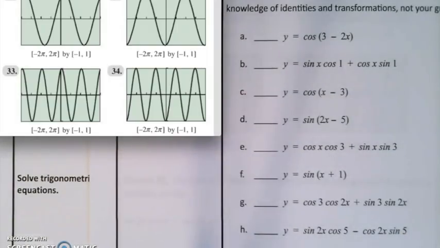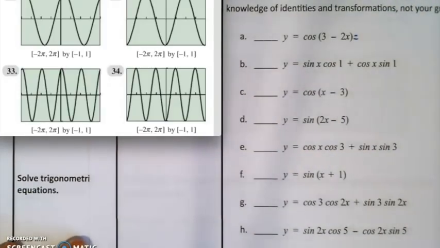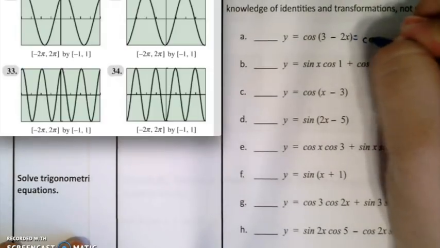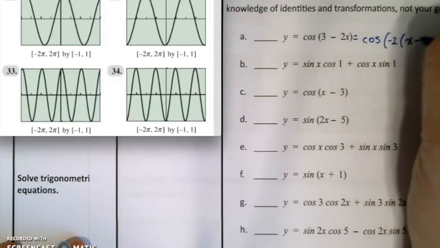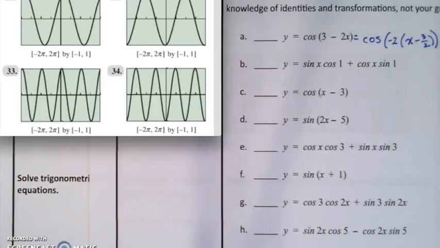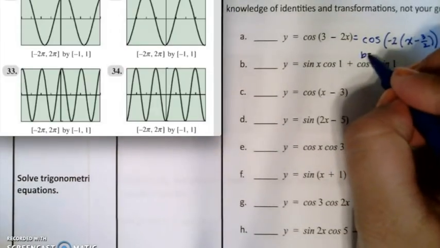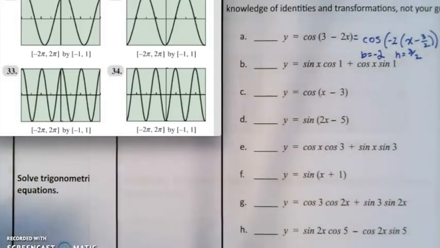So looking at part A, we have a graph y equals cosine of 3 minus 2 times x. I'm going to go ahead and factor this so that it's in the form that we looked at it in the previous sections. So that's cosine of negative 2 times x minus 3/2. So now we can see that our b value is negative 2 and our h value is 3/2. So what does that mean?